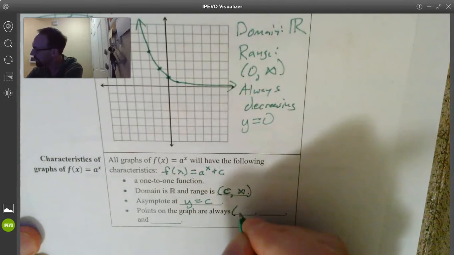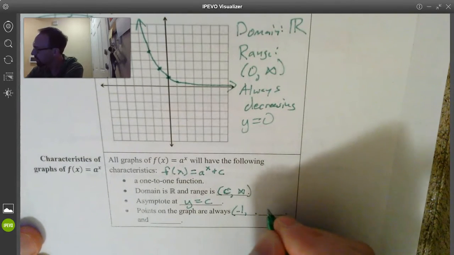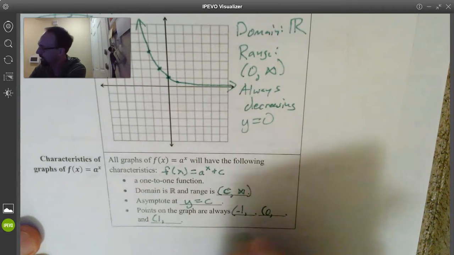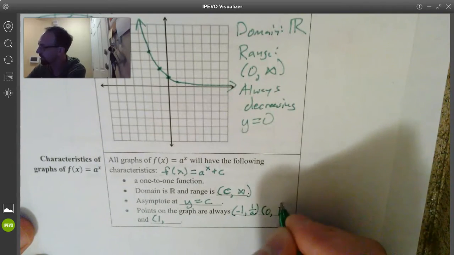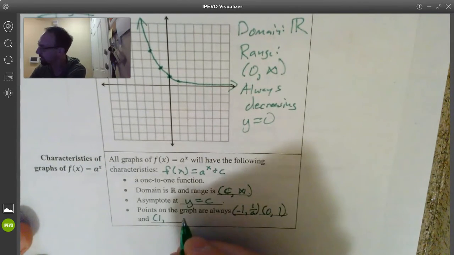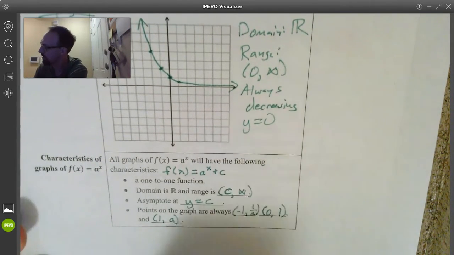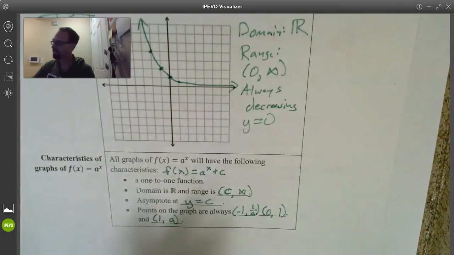So you're always going to have, notice that we always put in -1, 0, and 1. When we plugged in -1, we got the reciprocal of a, 1 over a. When we plugged in 0, we always got that 0, 1. When we plugged in 1, we always got whatever a was. So just keep that in mind.